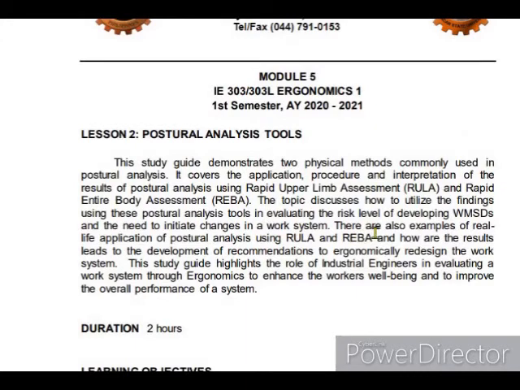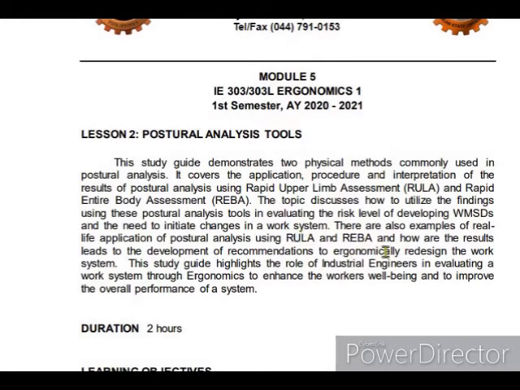The topic discusses how to utilize the findings using these postural analysis tools in evaluating the risk level of developing WMSDs and the need to initiate changes in a work system. So, syempre, hindi lang natin basta-bastang i-apply yan. Syempre, explain din dito paano natin ina-analyze yung findings nila para magkaroon tayo ng mga pagbabago sa work system.